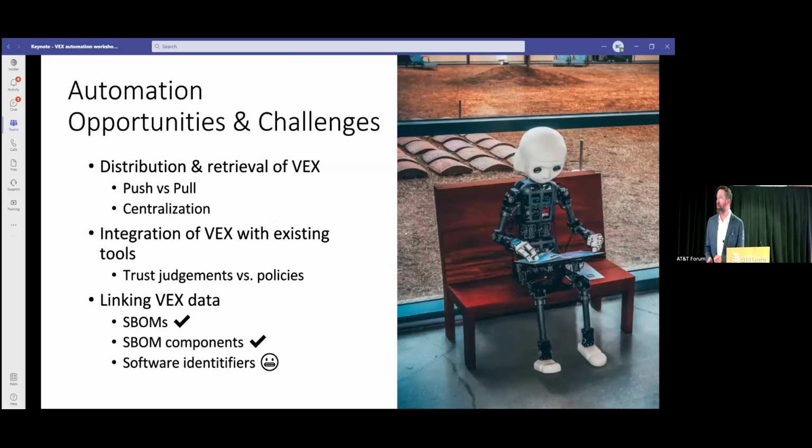And since it's the automation workshop, let's talk a little bit about what it's going to take to automate this. One of the classic challenges, anytime we have information that's coming from distributed sources, is how do we actually manage this? What's the distribution model? What's the retrieval model? How do I map it? Is it push versus pull? Do we want it to be centralized?